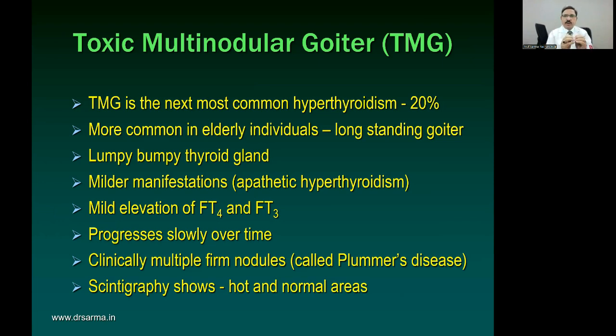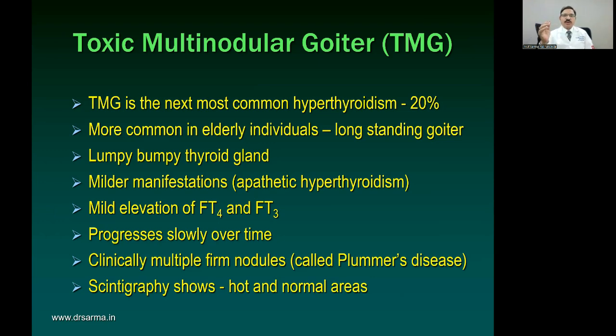Toxic multinodular goiter is the second most common. Around 20% of the cases are toxic multinodular goiter, more common in the elderly, whereas Graves' is in the middle age and in females. This is more common in elderly individuals. A long-standing goiter will be there. It is called lumpy, bumpy thyroid. There will be several lumps and bumps in the thyroid. Even an undergraduate student will be able to appreciate the multinodular nature.